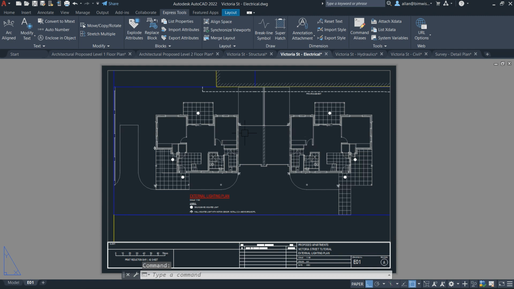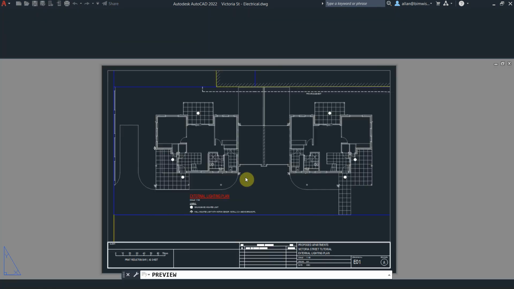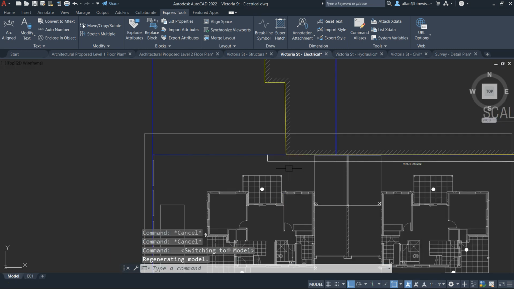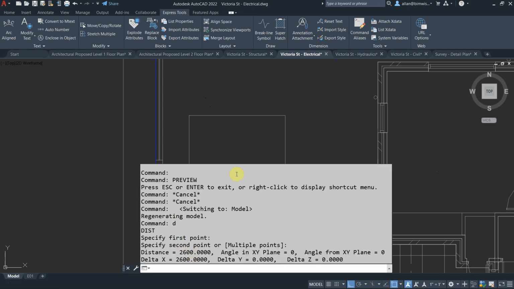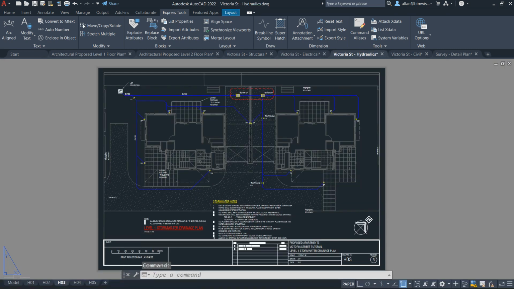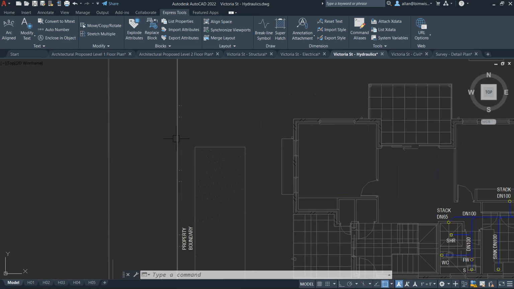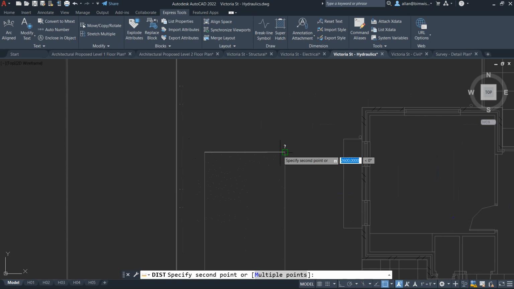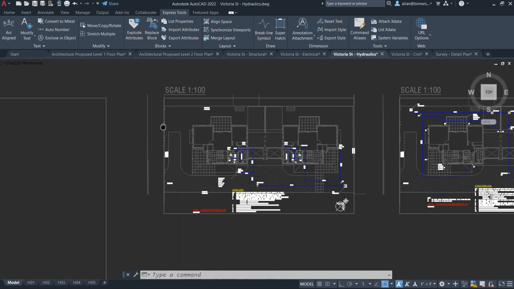Now we've got some building services. We have an external lighting plan. What is that drawn in? Well, once again, it follows the lead of the architects and is drawn in millimeters. There's the width of that car park space there, 2,600 millimeters. Another building services, hydraulics. In this case, it's sewer and stormwater drainage. If I measure that distance there on that driveway, it's 2,600, so millimeters again.